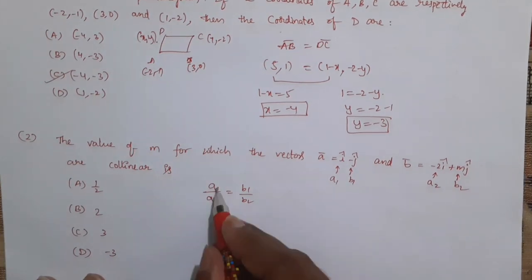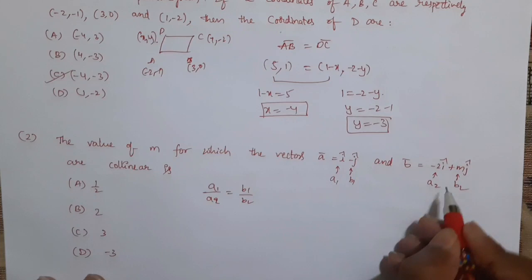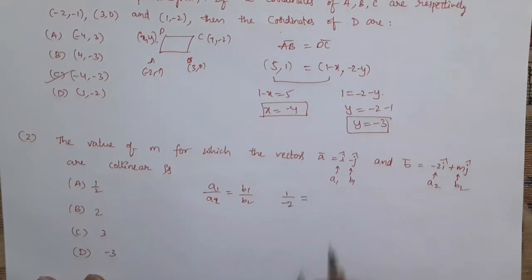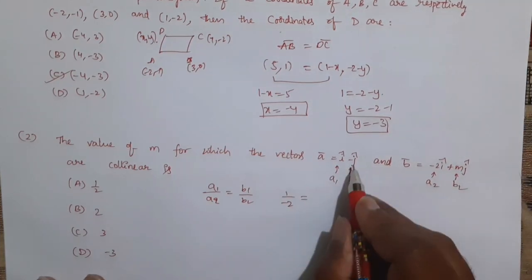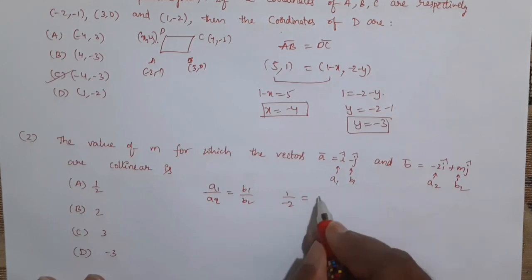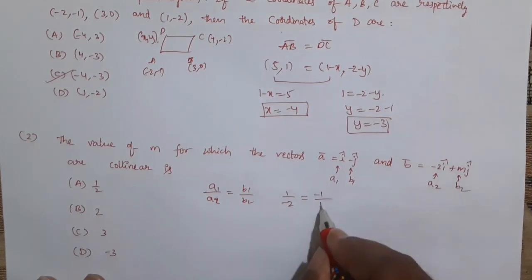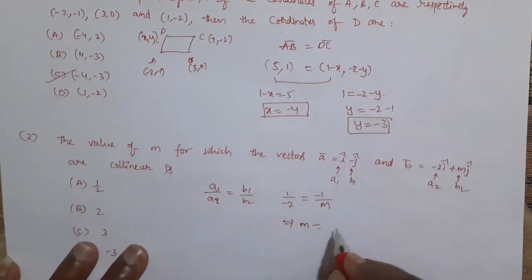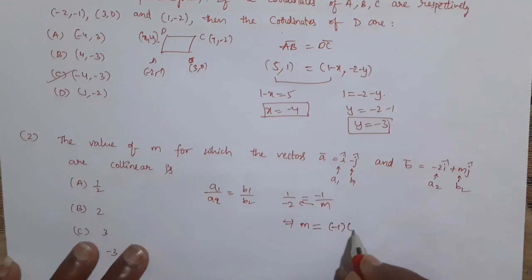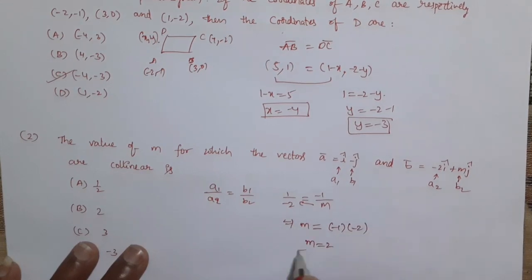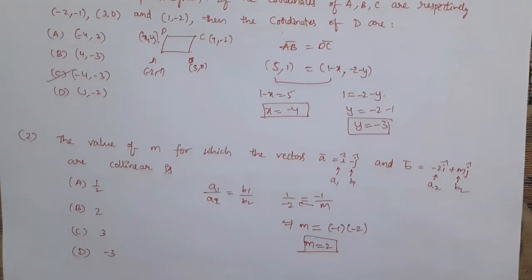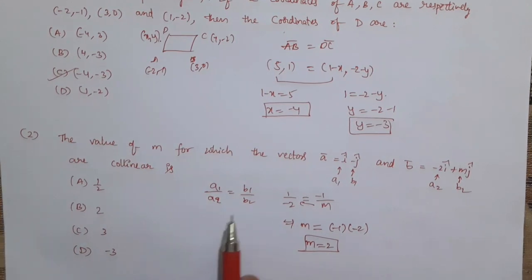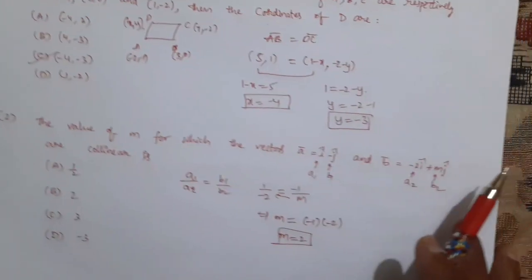So in this case, what is a1 by a2? 1 by -2 is equal to b1 by b2, that is -1 by m. Then clearly you will get the value of m by cross multiplication: -1 into -2, which is m equal to 2. This is one method. For collinear, a1 by a2 is equal to b1 by b2. This is one condition.